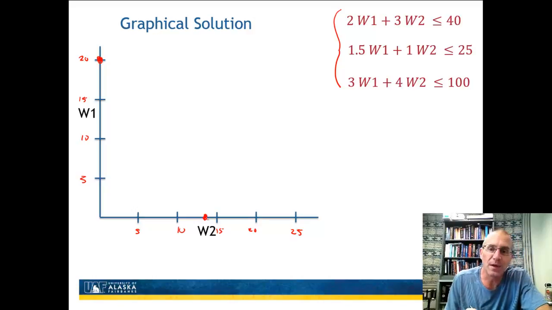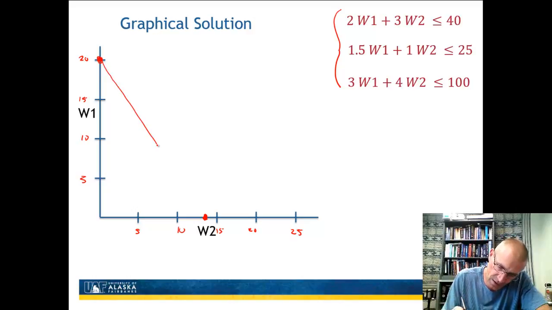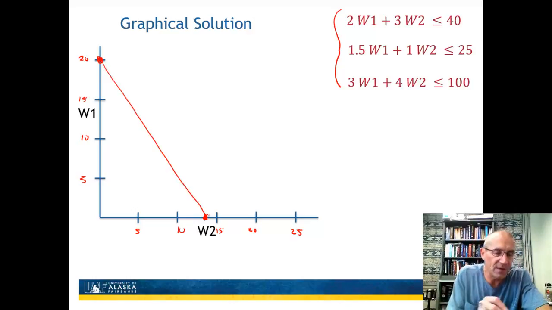Or some linear combination of the two. And so what that's going to do is create a line that looks like this. If it needs to be less than or equal to 40, anything to the left of this line, from the bottom, is a valid solution. I would go ahead and satisfy that constraint.